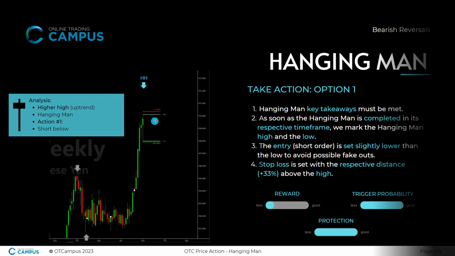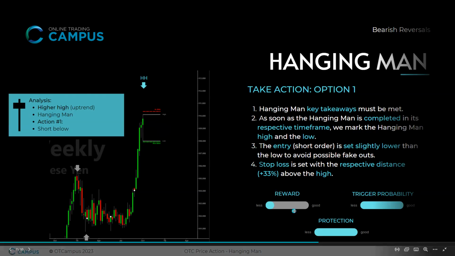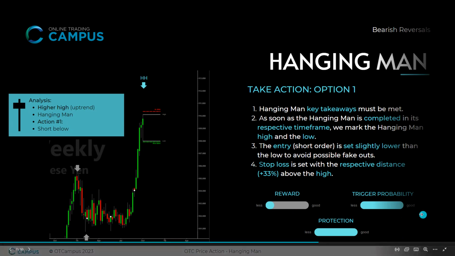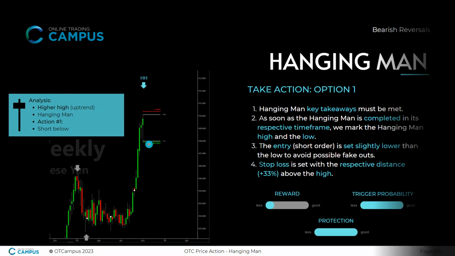Means the high zone is big. That also means if your zone is big, then of course your profit margin is small. The trigger probability is the best, because if you move lower than the low, then we are filled, right? Perfect. And protection: you have your stop loss above this area, one of the best.